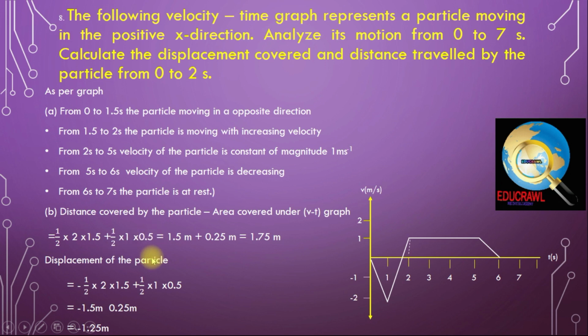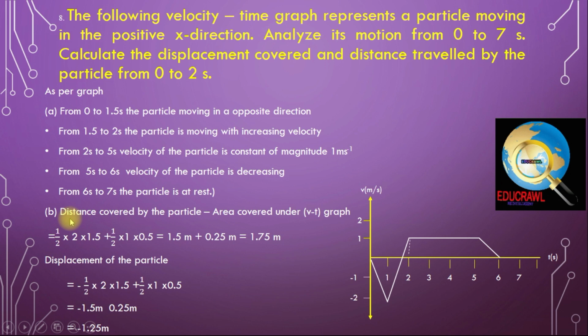So when you do the multiplication and when you add, you get the answer as 1.75 meter. This is the distance traveled. For distance, we need not see the direction. Next, what you have to find is displacement. The main difference between the distance and the displacement is the direction. Distance is a scalar, whereas displacement is a vector which includes the direction.